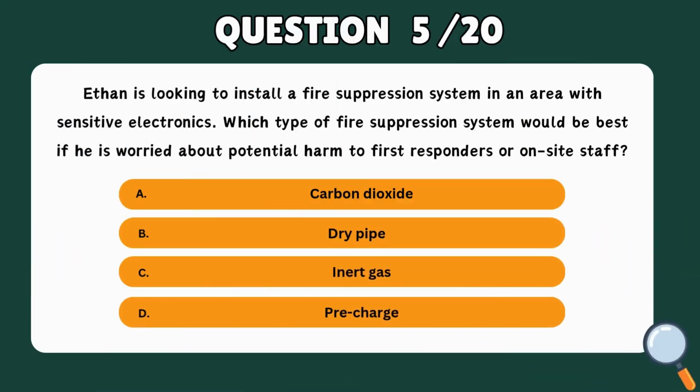Question 5. Ethan is looking to install a fire suppression system in an area with sensitive electronics. Which type of fire suppression system would be best if he is worried about potential harm to first responders or on-site staff? A. Carbon dioxide. B. Dry pipe. C. Inert gas. D. Pre-charge.